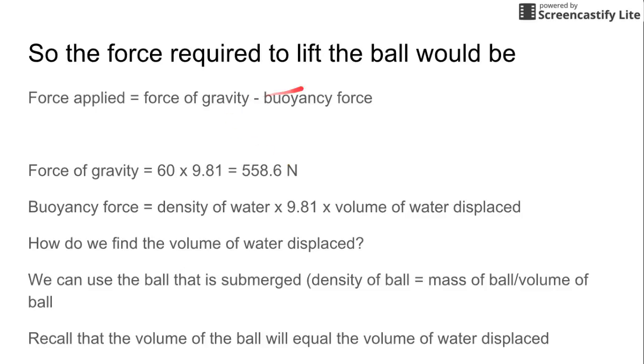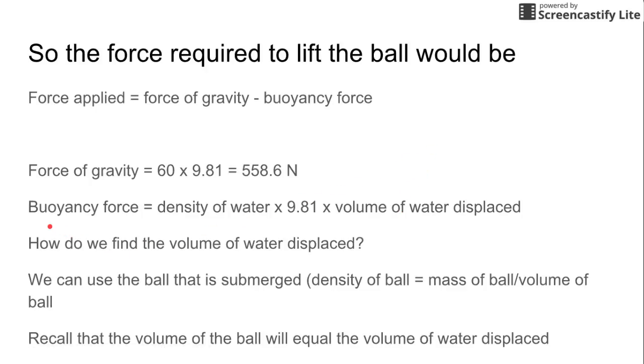So the force required to lift the ball, the force applied going up, would be the force of gravity minus the buoyancy force, because the buoyancy force, the force of the water, is actually helping you lift it up. All right, so what's the force of gravity on that ball? Well, the ball was 60 kilograms. The acceleration of gravity is 9.81 meters per second squared. So the force of the ball going down is 558.6 newtons, assuming I did my math right. So there's 558.6 newtons going down on that ball.